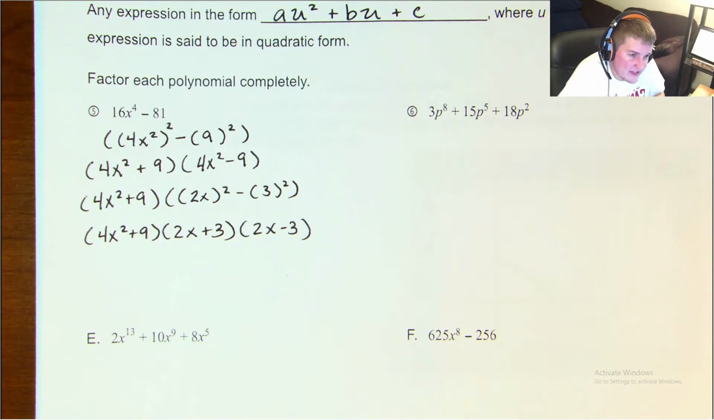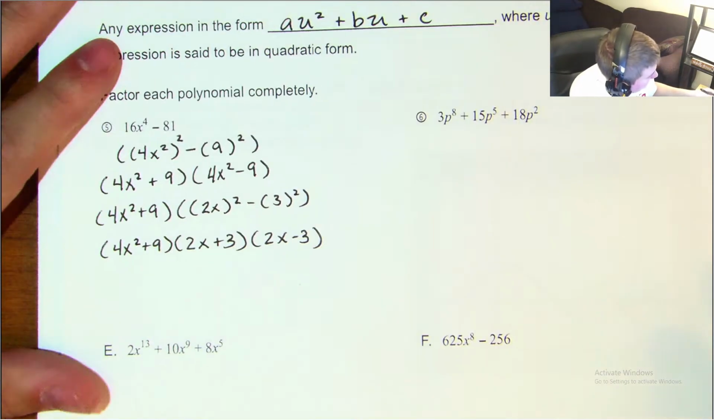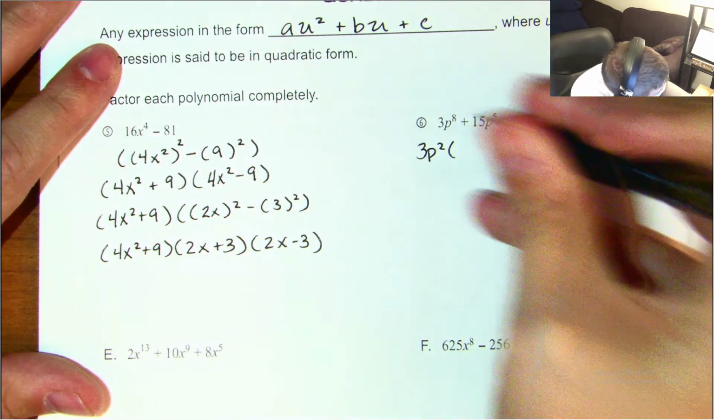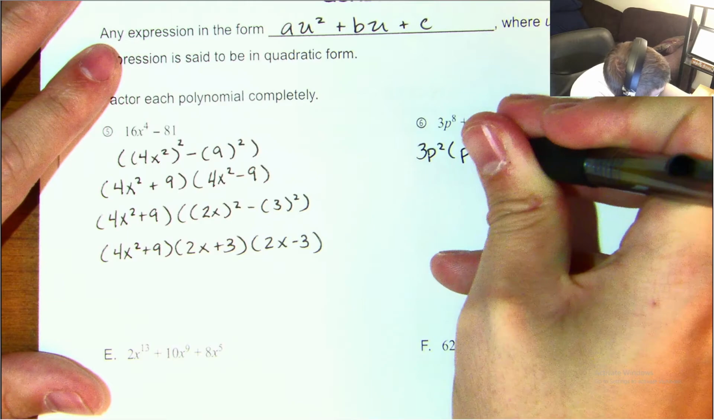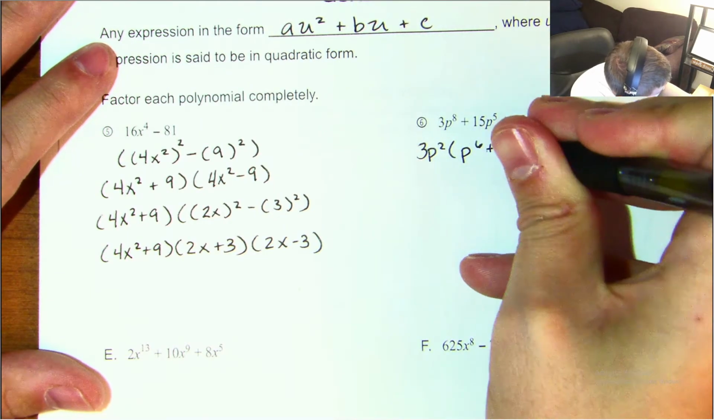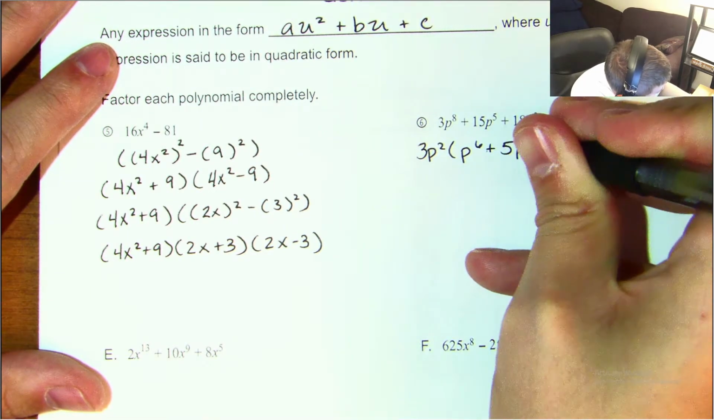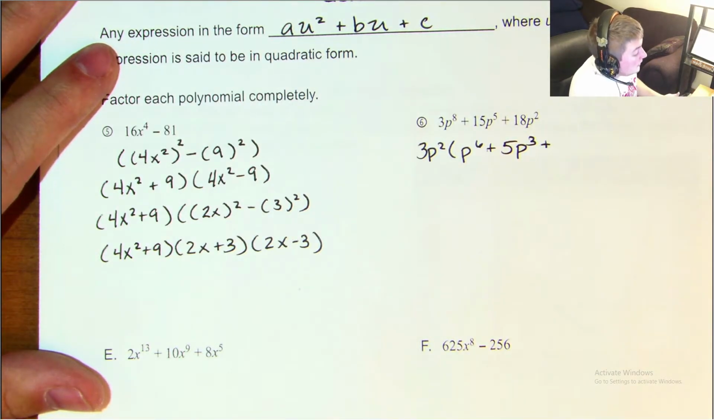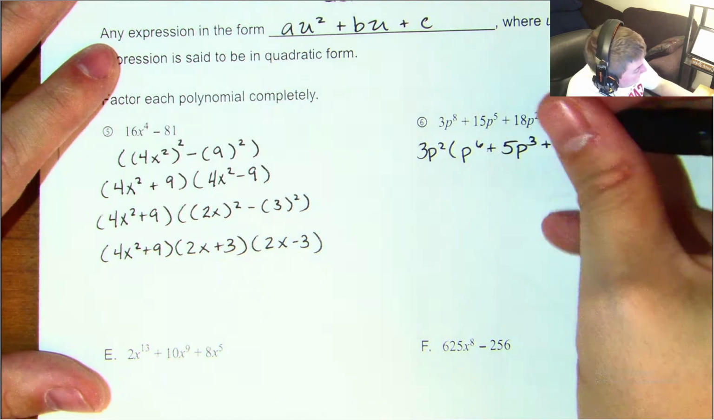It looks like a 3 divides out of all of them, and also a p squared divides out of all of them. So I'm going to take a 3p squared out. That gives me p to the 6th. This gives me 5p to the 3rd. And this gives me 18 divided by 3, which is 6.